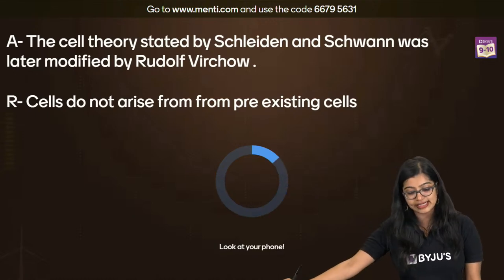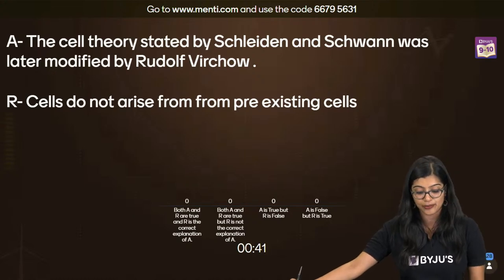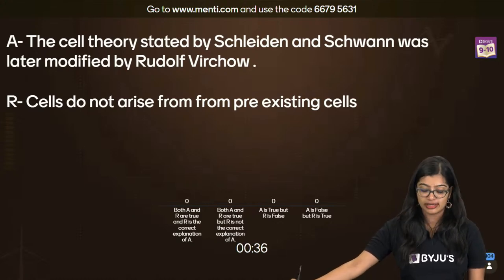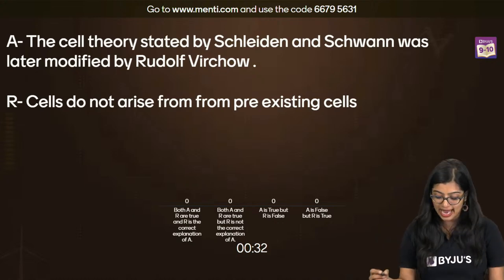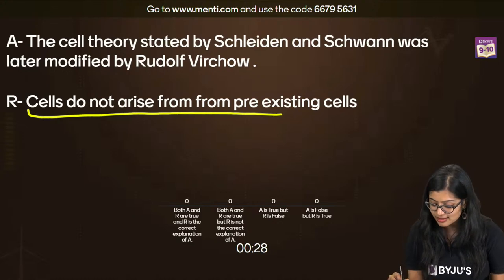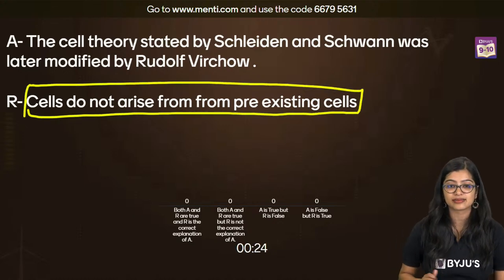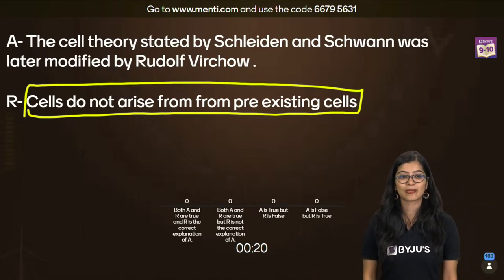The cell theory stated by Schleiden and Schwann was later modified by Rudolf Virchow. Reason: cells do not arise from pre-existing cells. All of you should be able to get this answer. Again, read: cells do not arise from pre-existing cells. I cannot stress more on this.